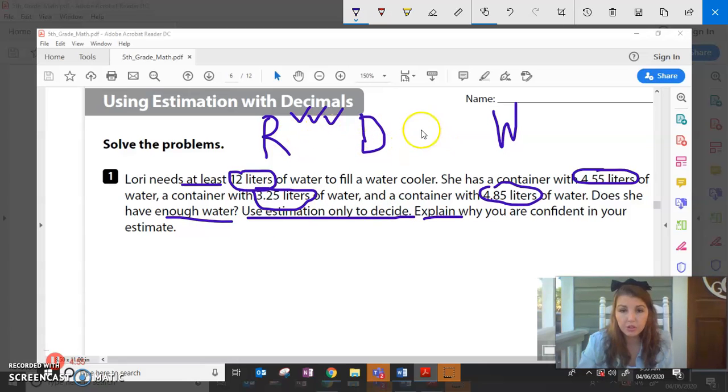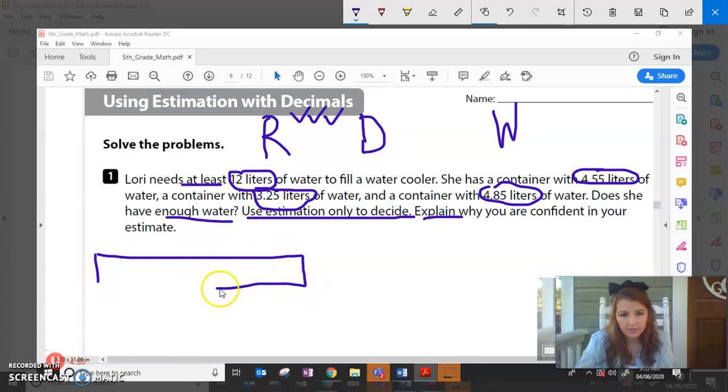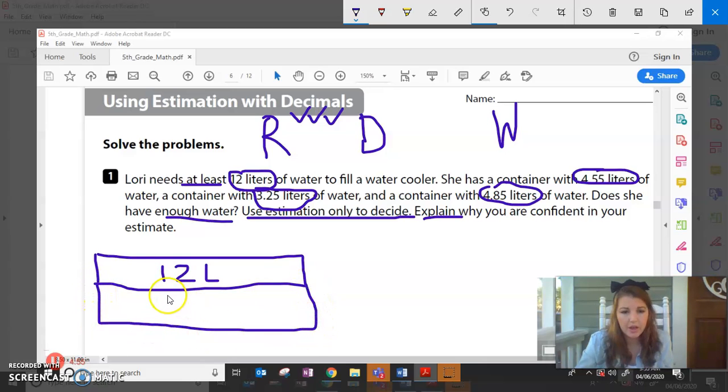All right, now I'm going to move on to draw. So I'm going to draw a model to help me. When I think of this problem, I think of 12 as the total amount that she needs to get, and then she has 3 parts and she wants to know if they're enough. So I picture a tape diagram for this. I picture the whole cooler as being 12 liters of water, and then her parts as being the 3 other portions that might make up 12. We aren't sure yet. So she has first 4 55/100 liters. So that's my first amount.